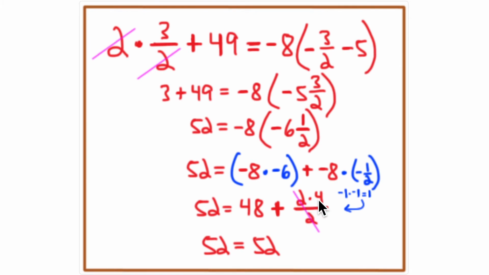So 2 times 4 is 8. Divided by this 2 or multiplied by 1/2. These 2's cancel out. They become 1. You're left with 4. And you know that 8 divided by 2 is 4. That's not a surprise. And then 48 plus 4 is equal to the 52.